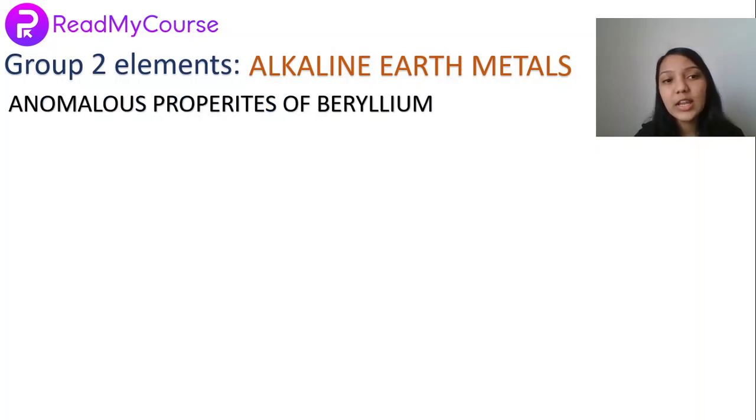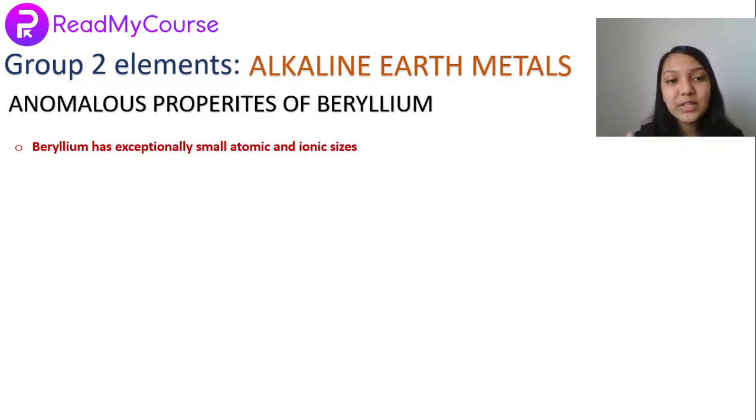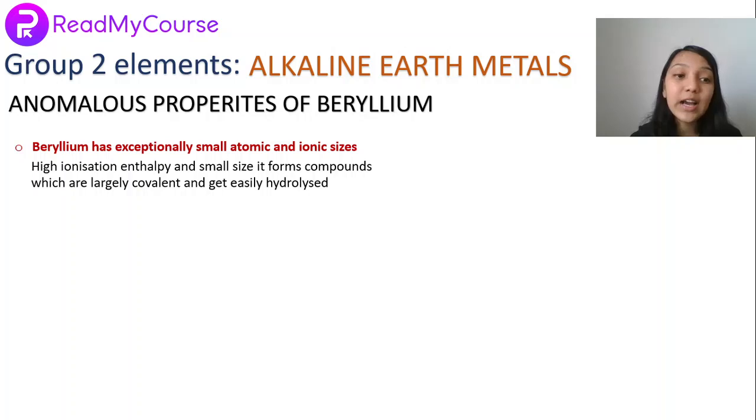Next, we'll talk about the anomalous properties of beryllium. While discussing all these properties, I made sure to point out that in most cases beryllium had different properties compared to the other alkaline earth metals, right? The first one is that beryllium has exceptionally small atomic size and ionic size. It has high ionization enthalpy and small size, and because of this it forms compounds which are largely covalent, and hence they get hydrolyzed easily. They are also soluble in organic solvents, right? And they get easily hydrolyzed.